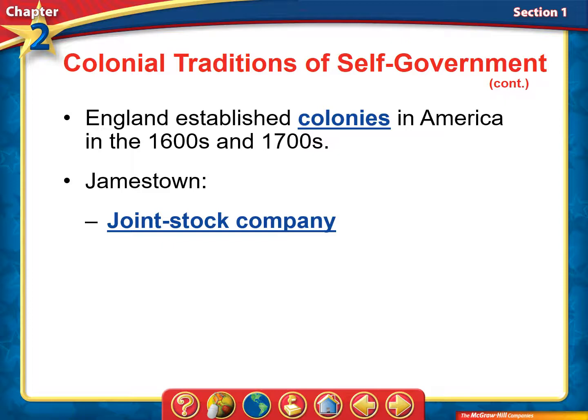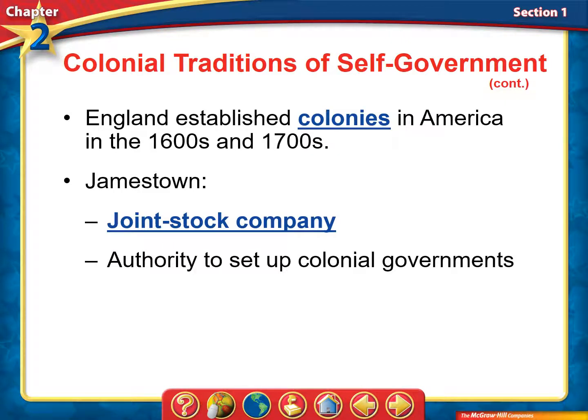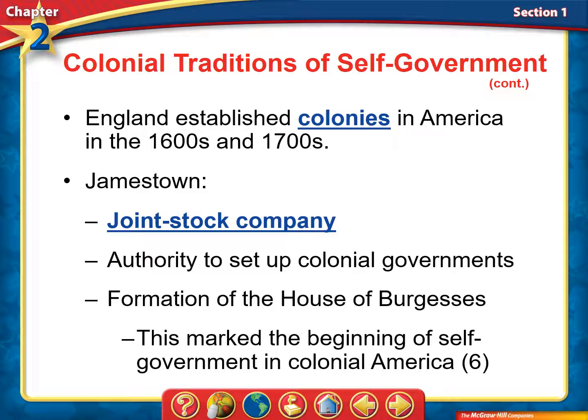Now, the big goal, of course, is to generate revenue for Jamestown. They've got to find something that's going to make that place profitable because they're being funded by a corporation. Well, Jamestown had the authority to set up a colonial government, which was really a form of self-government, because the Company of Jamestown knew they could not effectively govern this place that was so far away.